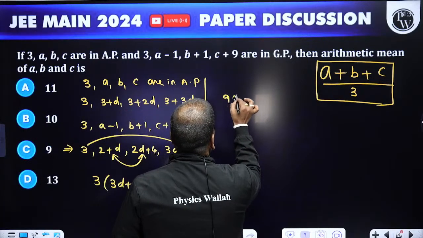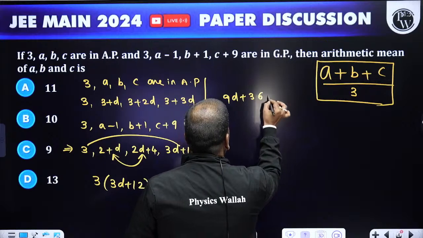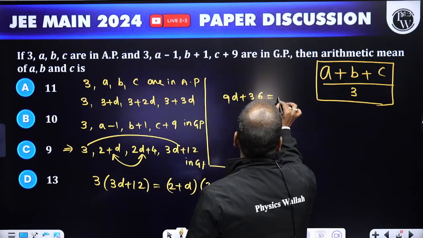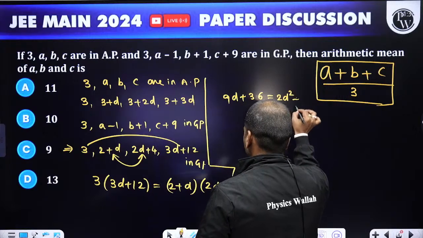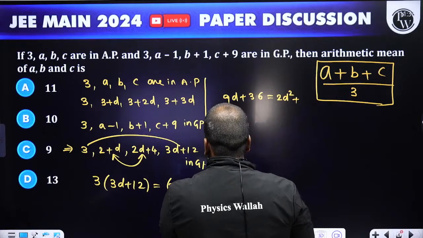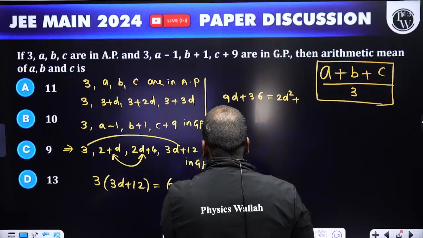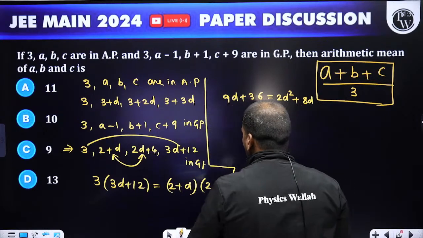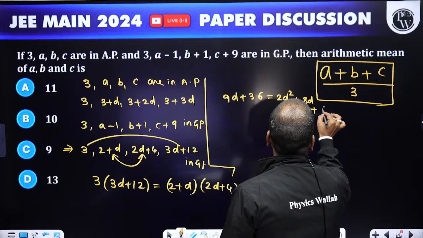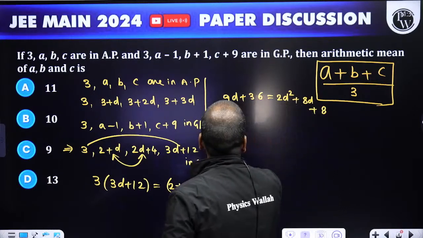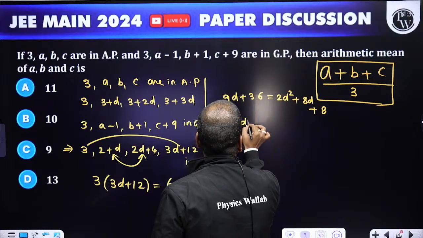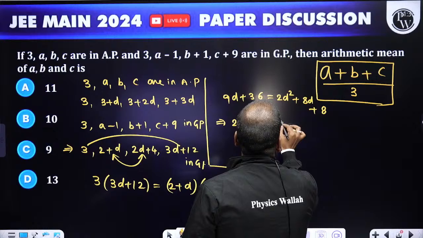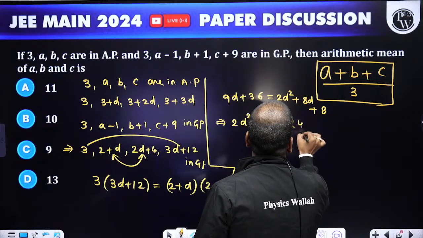9d plus 36 on the left hand side. Right hand side: 2d square plus 4d plus 4d, 8d plus 8. Meaning 2d square minus d minus 24 is equal to 0.